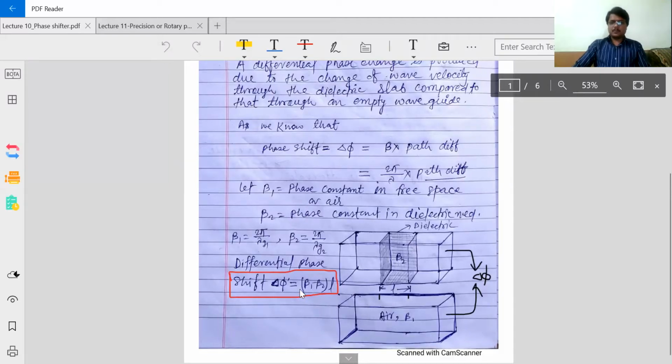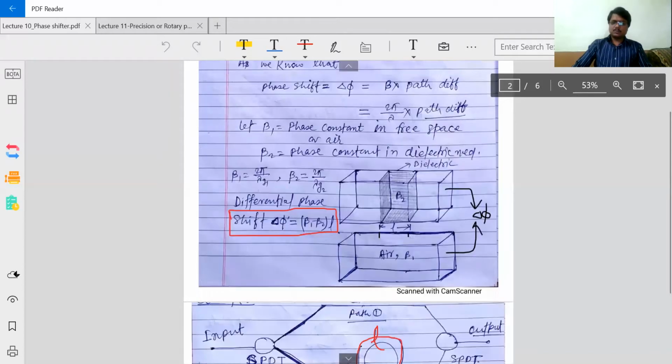So if the length is same, as I told you earlier, but the medium is different, then the phase suffers some phase change. And how much will the phase be changed? The phase change will be given by beta 1 minus beta 2 into L.